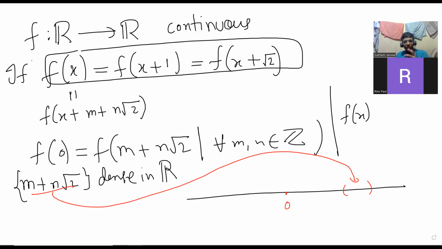Now you see, I have marked the point 0. You look at this set m plus n root 2. It's a very interesting kind of set. It's a group under addition. But to put it very simply, suppose that some beta is in this set, then you know that 2 times beta is also in this set.